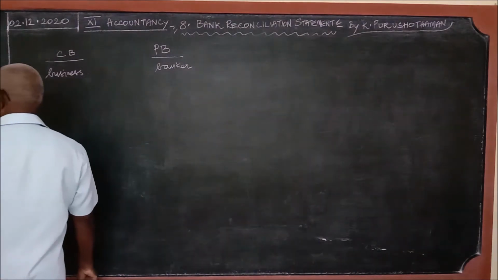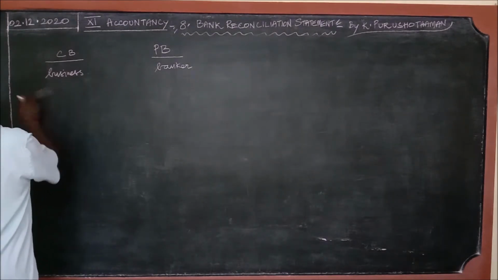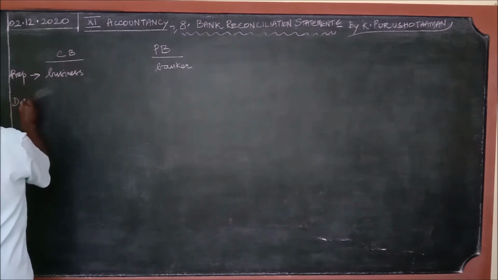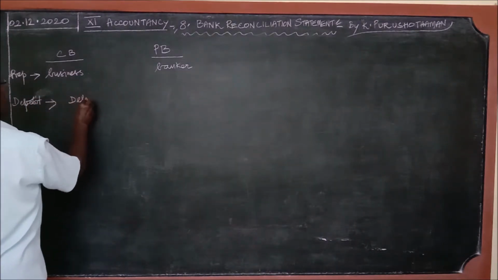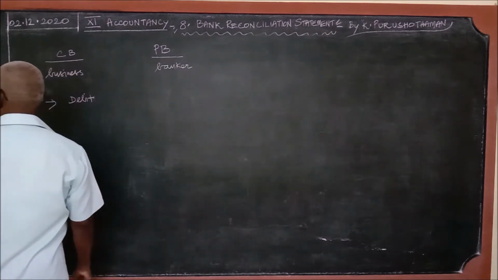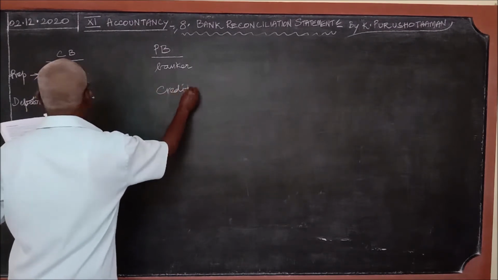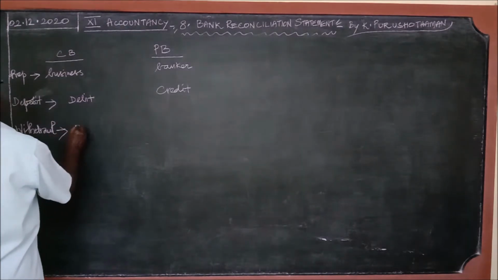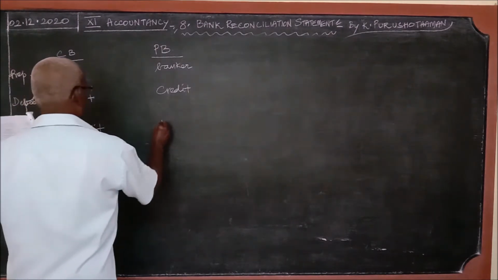And the second point, deposits. In the cash book it is debit; in the passbook it is credit. For withdrawal, in the cash book it is credit and in the passbook it is debit.